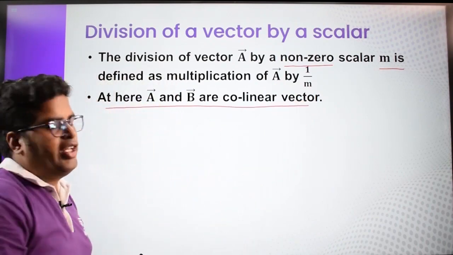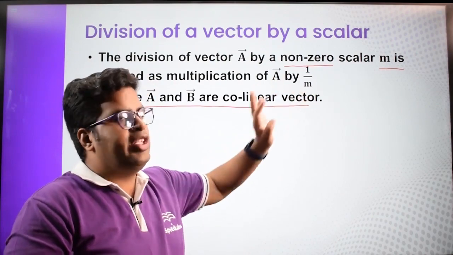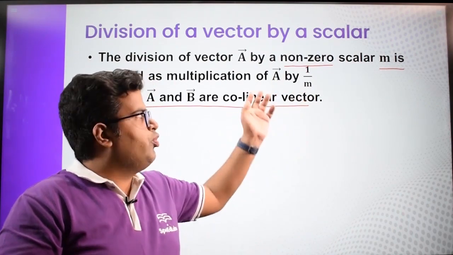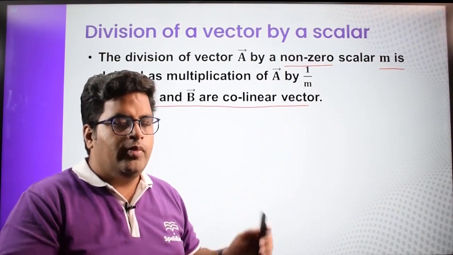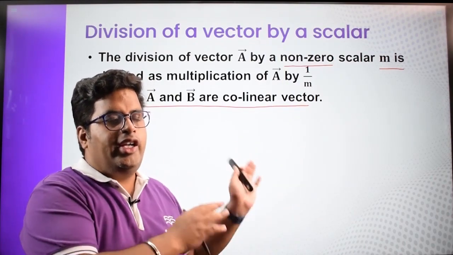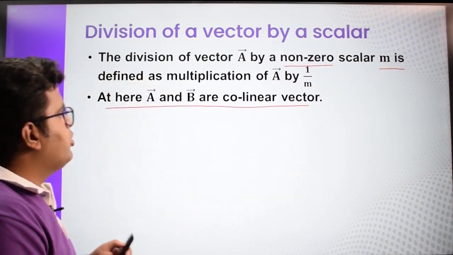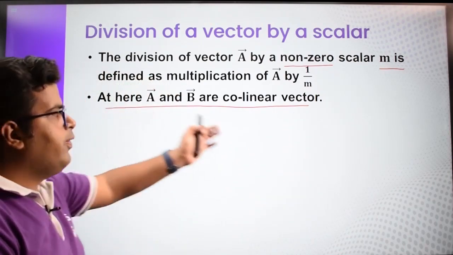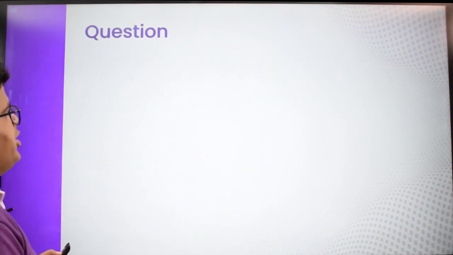Again it gives you the condition that they are collinear vectors. In this case, if I say m is 3, we can say that the new vector which comes out will have 1/3 of the magnitude of what we have, meaning the magnitude of the new vector will be 1/3 of the magnitude of b, right? So that's again a condition of collinear vectors. Now we have a question based on this.